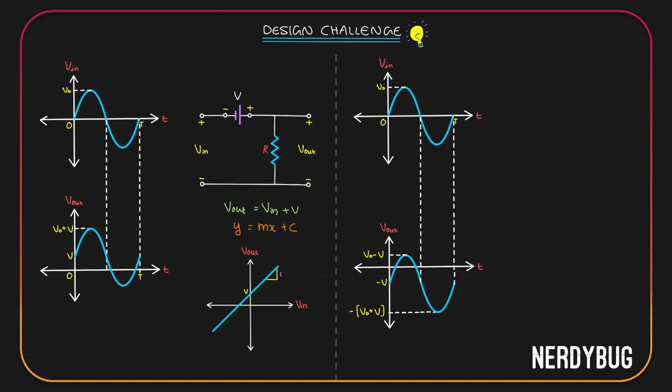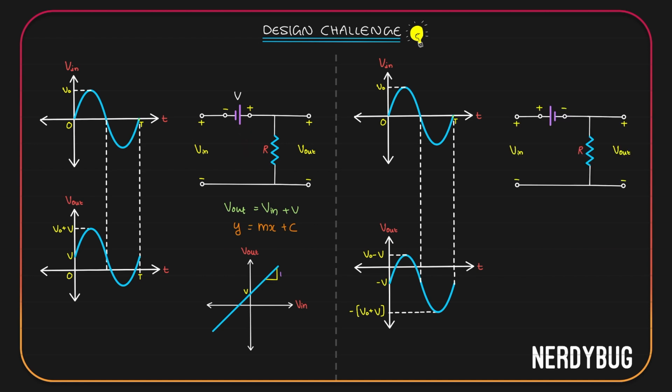In the next challenge, we have to do exactly the opposite. Whatever we had at 0 is now at minus V. Whatever we had at V0 is now at V0 minus V. So basically, the signal has shifted V units downwards. That means we want the output to be input minus V. This is also very easy to get done. All we have to do is change the polarity of the cell in the circuit.